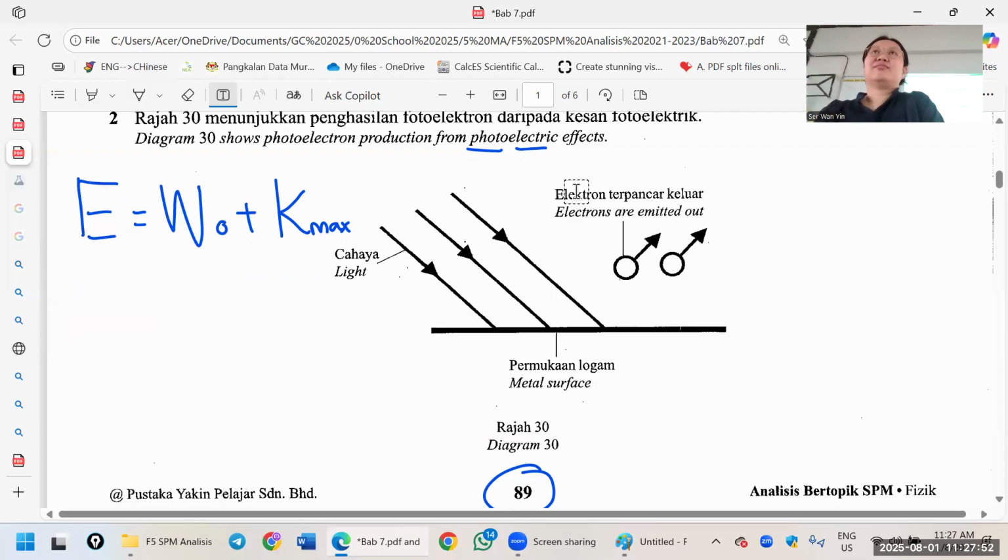Metal surface is bombarded by a beam of light of certain frequency. Electrons are emitted. We don't say wavelength, we say frequency. What about electron? Release? Normally we use emit.